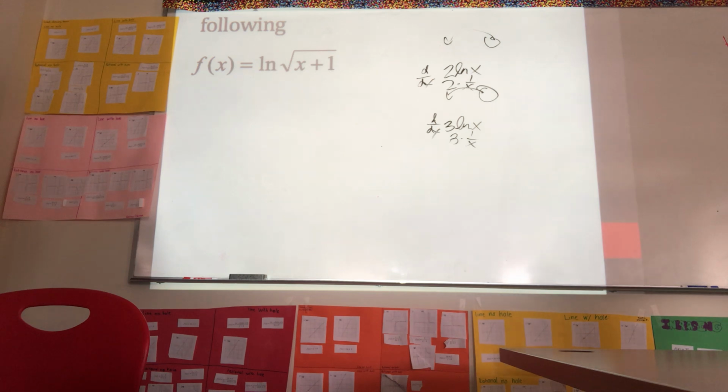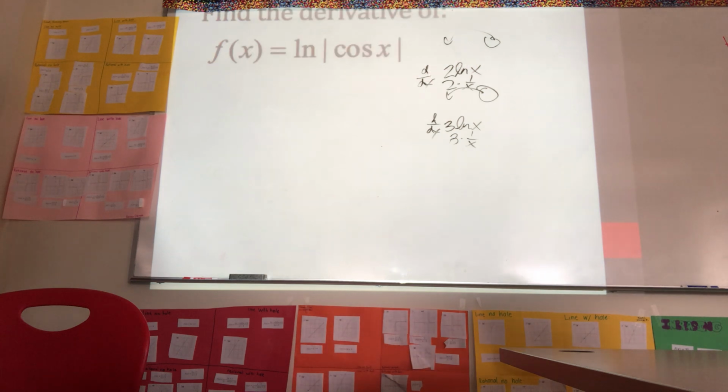We're going to skip this question and go on to ln of cosine of x. I just got 1 over x for most of them. Yeah, good. That's the pattern. The answer's the same for everything.